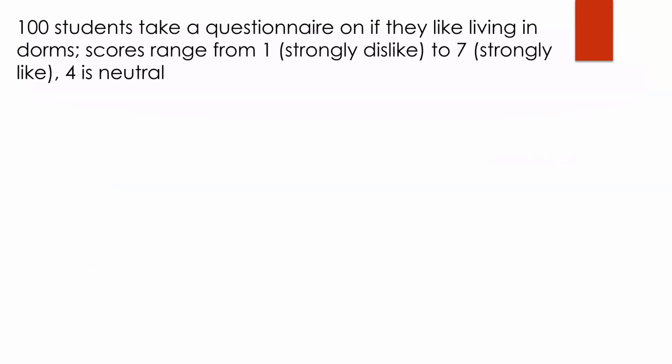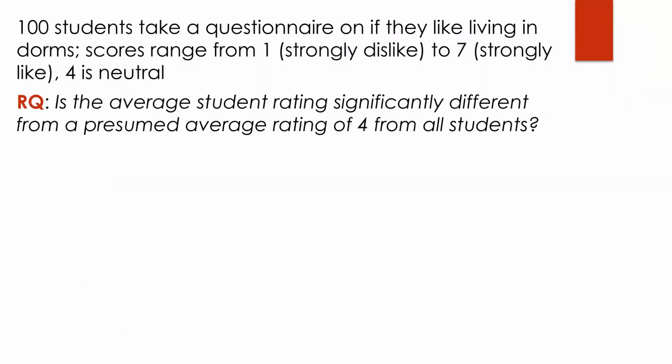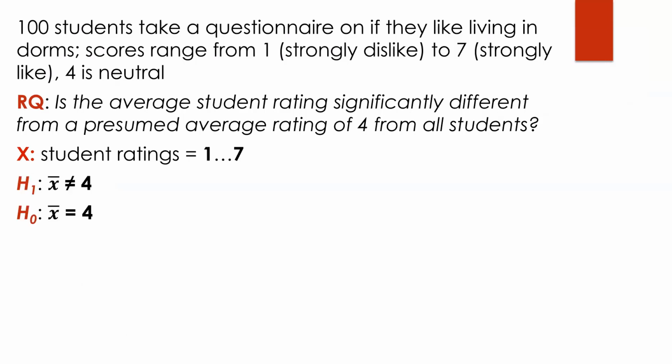So remember, here's our scenario. 100 students take the questionnaire. We want to know, is the average student rating different from 4? Here's our variable, student ratings. I shortened the hypotheses for the sake of space. Remember, you have to write them out. Essentially, the alternative says the sample mean will be different from a population mean of 4. The null says that they will be pretty much equal. Now we have to calculate our t-score.